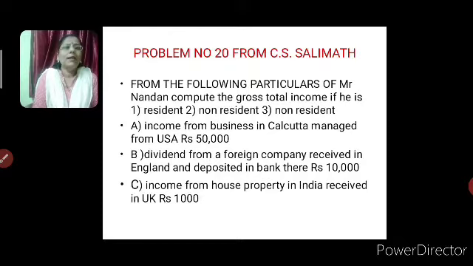This is the problem I have taken from the CSR limit, problem exercise number 20. From the following particulars of Mr. Nandan, compute the gross total income if he is resident, not ordinary resident and non-resident. Income from business in Calcutta managed from USA, 50,000. Next, the dividend from a foreign company received in England and deposited in bank there, rupees 10,000. Income from house property in India received in UK, rupees 1,000.